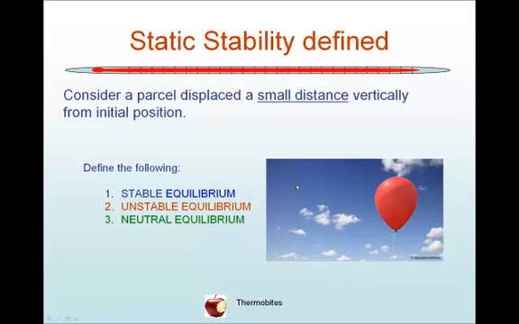Static stability defined. Let's consider a parcel of air displaced by a small distance vertically from its initial position. We're going to define the following terms: stable equilibrium, unstable equilibrium, and neutral equilibrium by considering what happens to the parcel after that initial displacement.